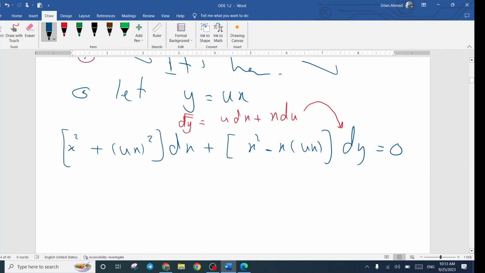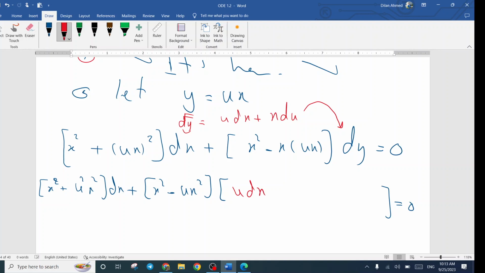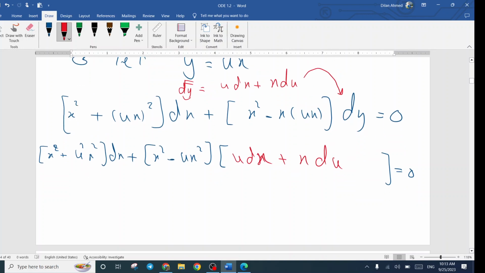So here is all the same: x squared plus u squared x squared dx plus x squared minus u x squared, again, but instead of dy, I'm going to write u dx plus x du. Clear, dears? So I change y to ux, then I change dy to this expansion. Second step, do you have any question? No. So I'm going to the third step.